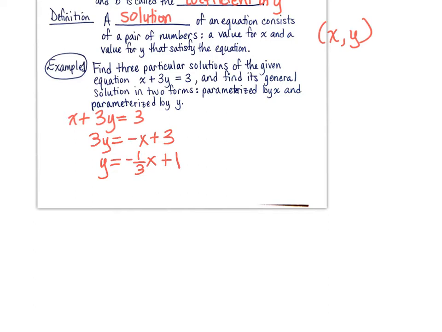So we have y. Now we want to find three particular solutions, right? So we know what y is. Now let's choose different x values to find out what the corresponding y would be. So when x is negative 2, y is negative 2/3 plus 1, which equals what?